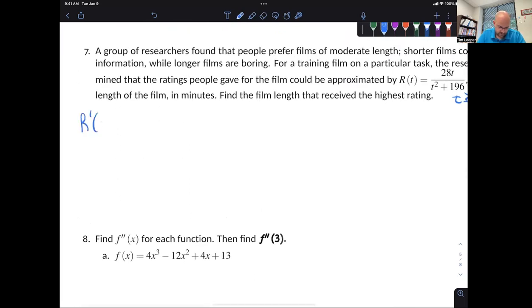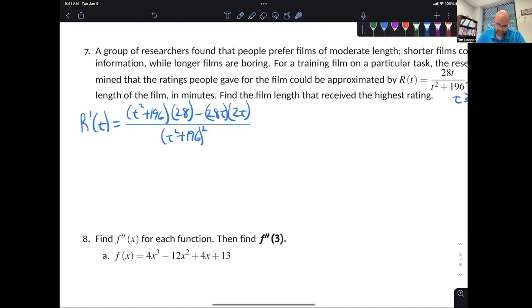we have R'(t) is equal to the bottom, t² + 196, times the derivative of the top, which is 28, minus the top, 28t, times the derivative of the bottom, which is 2t. And then all over the bottom squared.